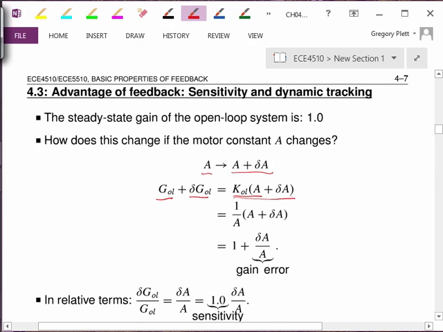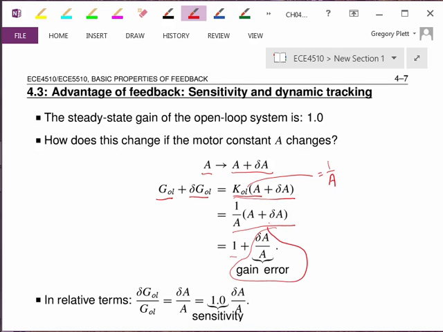Now remember that we designed the open loop controller, we designed K OL to be equal to 1 over A. So I put that into the expression as 1 over A times A plus delta A, distribute through, and I get a gain of 1 plus delta A over A. So this here is the gain error. I designed my controller thinking that I would have a gain of 1, but in fact it's a little different from that. It's different by a factor of delta A over A.